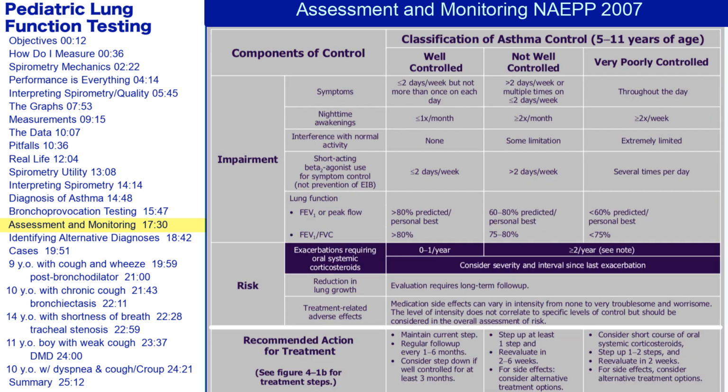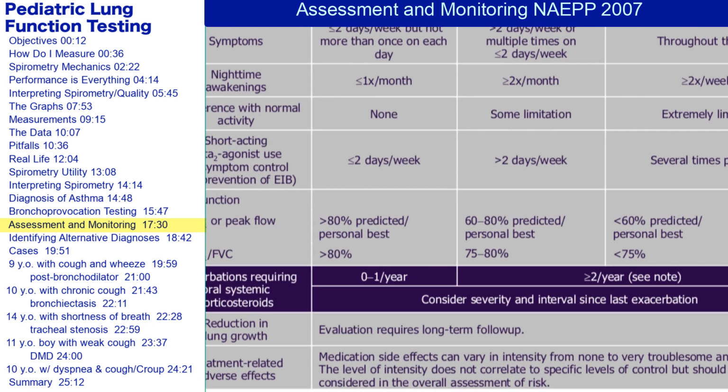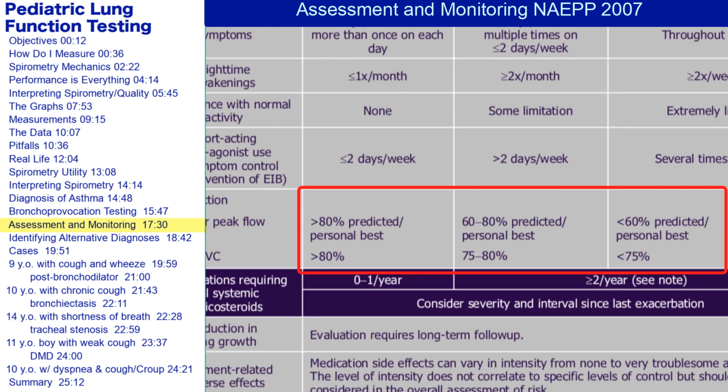And just to point out that when we look at asthma control, also within the same guidelines, those lung function parameters can also be incorporated. Here, it's looking at your percent predicted or the percent of your personal best spirometry if you've already had it done.